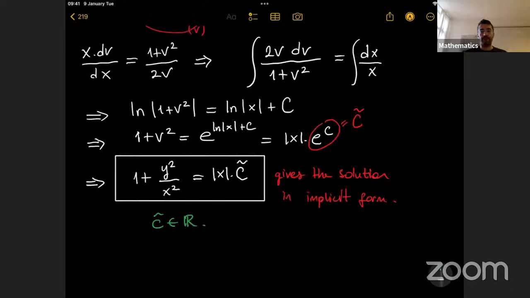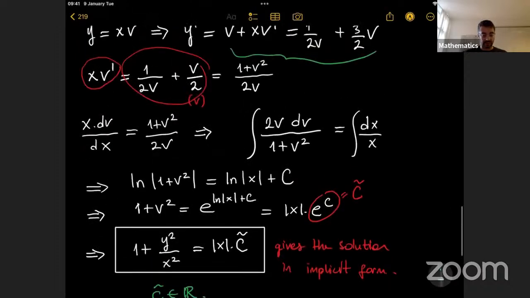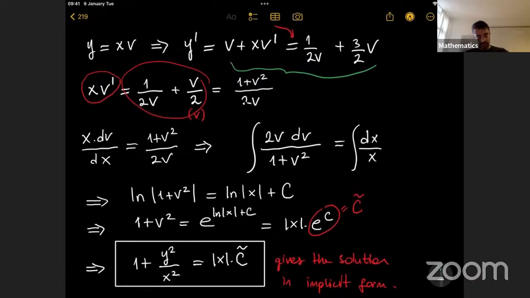Question, comment. How do we use separable equation? Here, this equation is separable. On the right-hand side, you take x to the bottom here. And then it's going to be a function of v over a function of x. So it's a separable equation. Any other question?